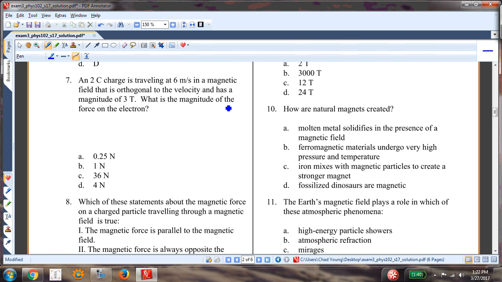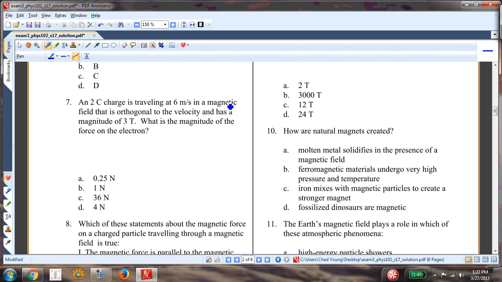A 2 coulomb charge is traveling at 6 meters per second in a magnetic field, orthogonal to the velocity, and has a magnitude of 3 Tesla. What is the magnitude of the force? Well, this one is fairly straightforward. F equals QVB.